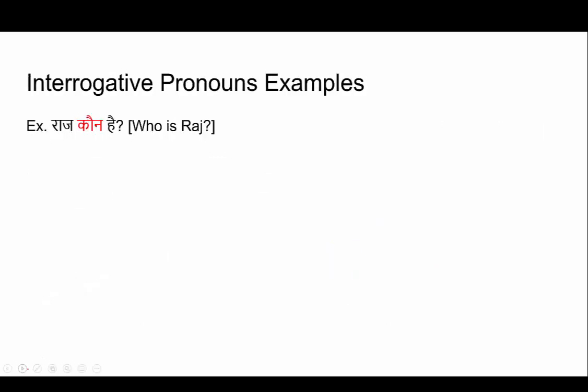Let's do some examples. Raj kaun hai? Who is Raj? Now remember, we put kaun right before the verb of the sentence, which in this case is hai.